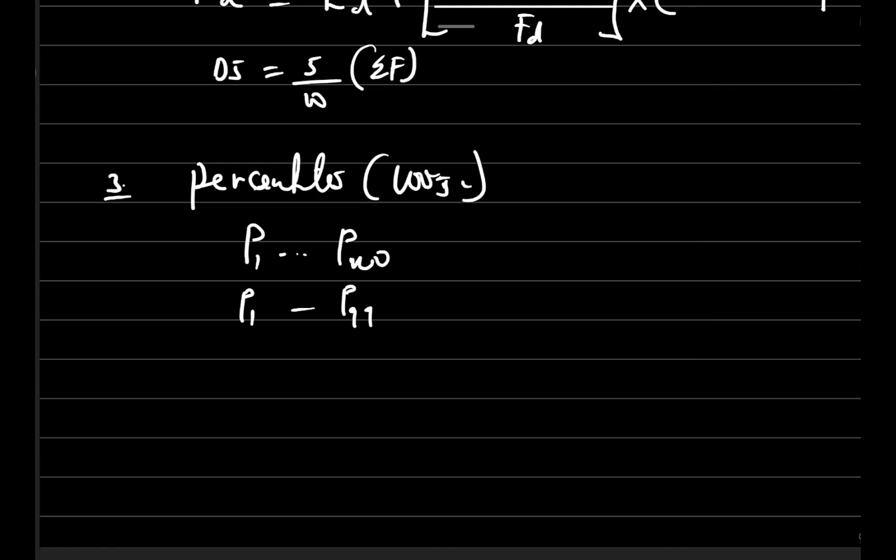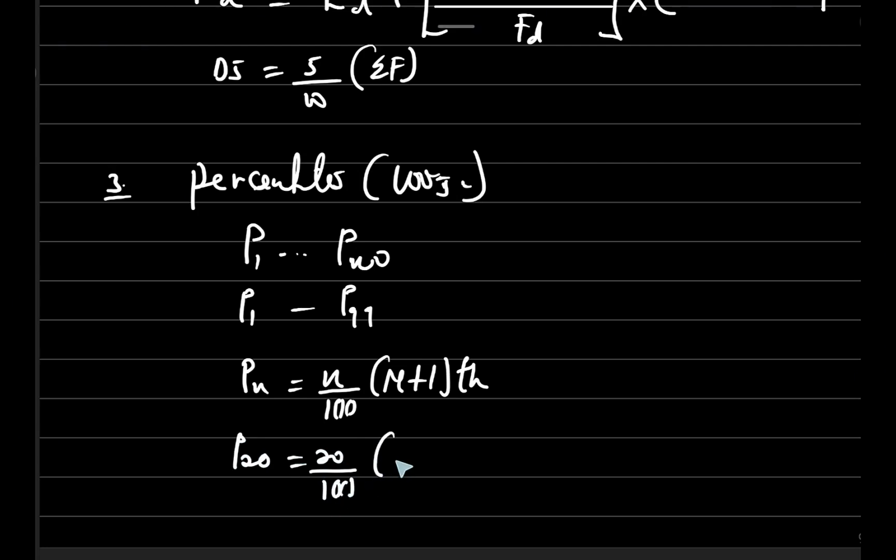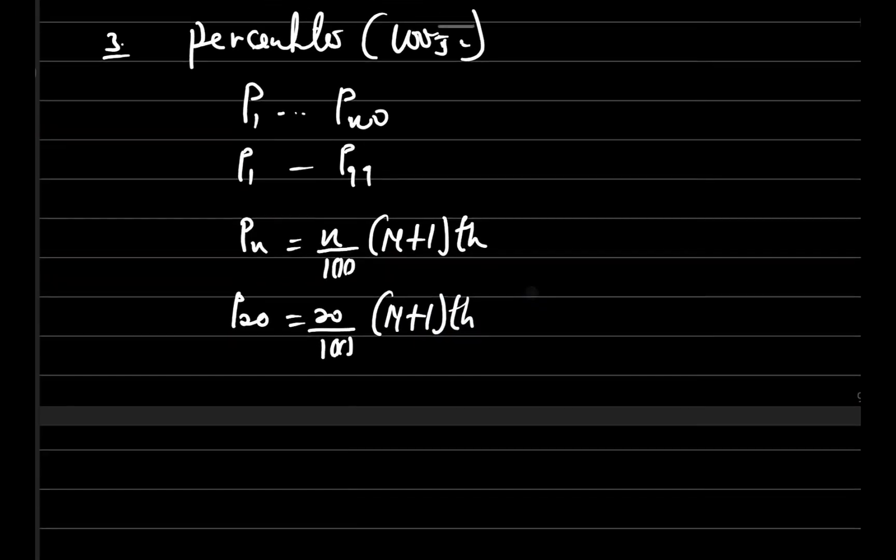If it's for ungrouped data, you will have Pn equal to small n divided by 100, multiplying your capital N plus 1 position. This is for ungrouped data. So if you have, let's say, P20, then you have 20 over 100 multiplying the frequency given in the question, and add 1 to the frequency to find the position. This is how we calculate for ungrouped data. So for ungrouped data, you will have this formula.